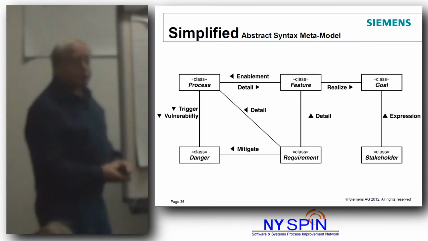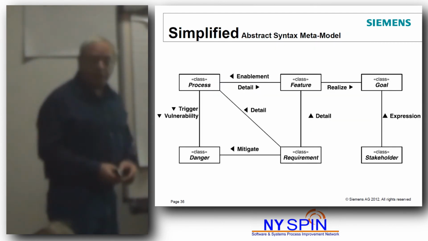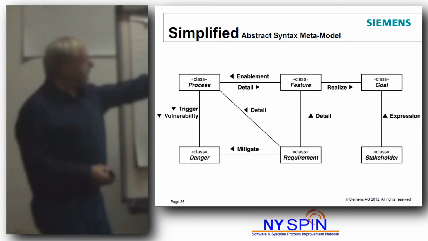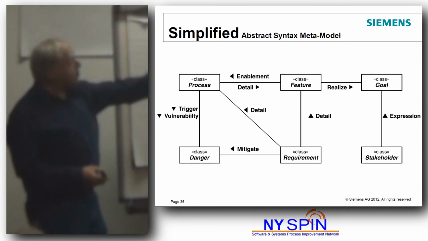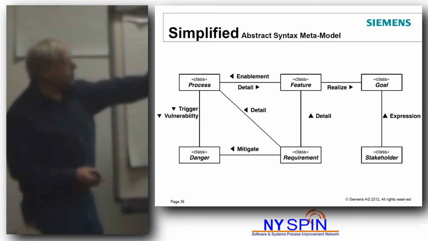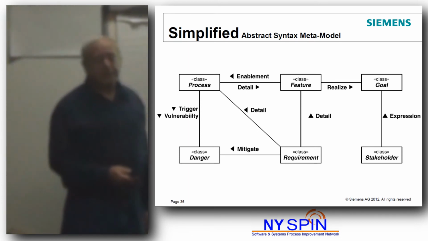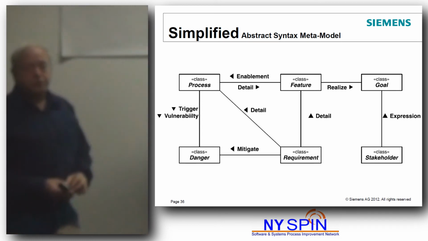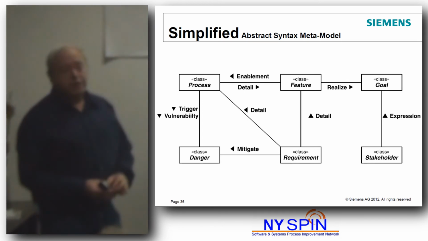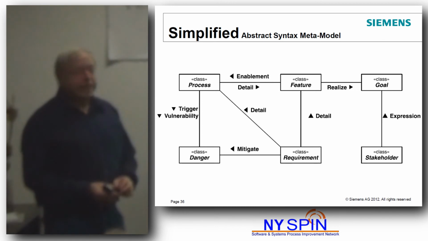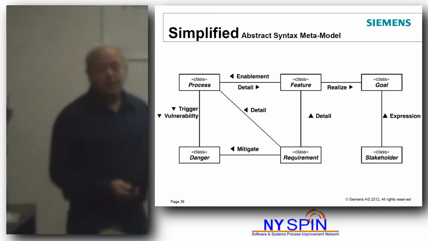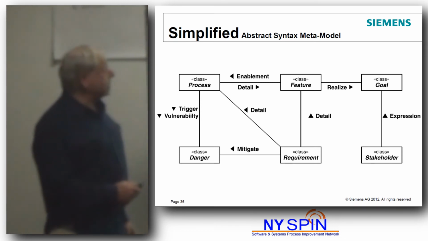So this is an abstract representation of the meta model, and you can see we have processes, we have dangers, we have requirements, features, and goals, and then we have different kinds of stakeholders, and we've captured all of that. So we have this visual language, and you can walk into someone's office and sit down and start capturing things, and you don't need to write them down and then scratch your head and say who said what later on. You capture it right on the spot.